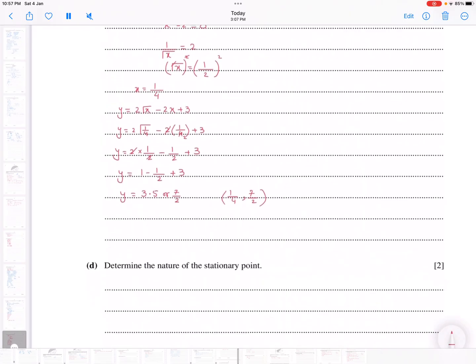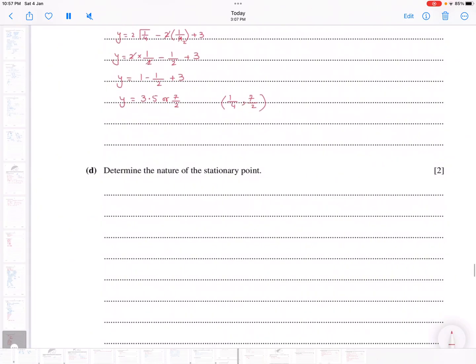In part D, determine the nature of the stationary point. So you have to take the derivative of the first derivative, meaning the second derivative will decide the nature of the point. So your first derivative is already given, x power minus 1 over 2 minus 2. So you write d square y over dx square. Now differentiate it again. Your minus 1 over 2 will come down first, and then subtract 1 from the power minus 1 over 2, which will become minus 3 over 2. And minus 2 is 0, no differentiation of minus 2.